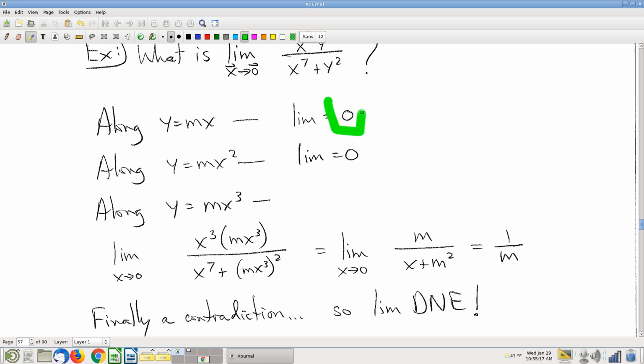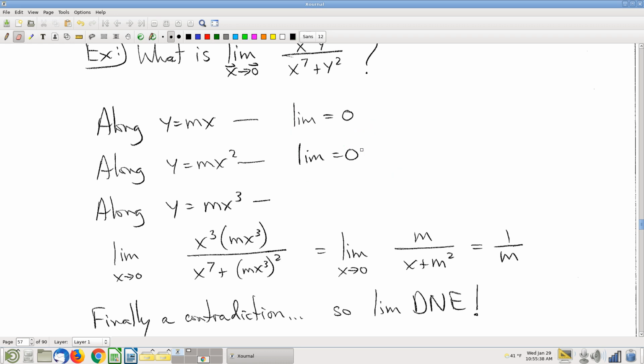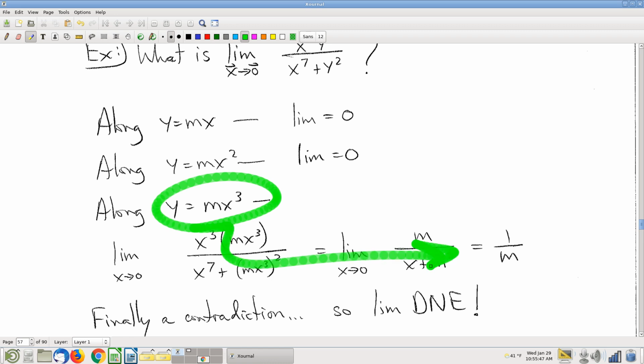So by being 0, there's no contradiction. Now, if those limits were all 6, still not a contradiction. But if in this list of limits that you compute along the various different paths, you get any 2 of them that are different, then you got a contradiction and you drop your pencil and walk away. Game over. But until you get 2 answers that are different, you don't know anything, because you can't exclude the possibility that, I don't know, maybe x to the 17th. So, super weird.